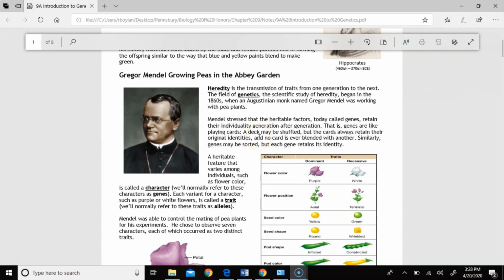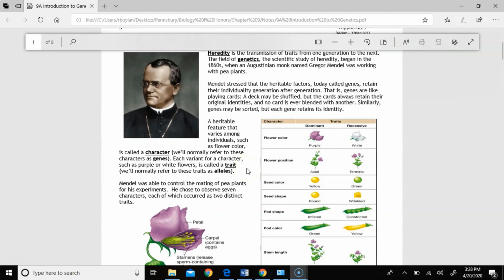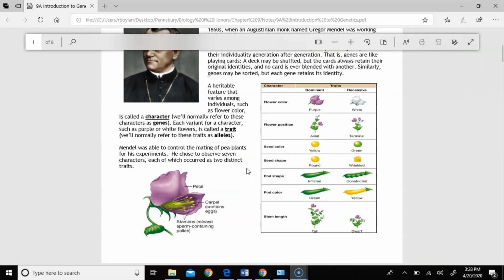But think about it. The cards don't change. Now your hand could change depending on what cards you got, but the cards themselves are the same. You can sort them differently and you can give them out in different patterns, but the cards are the cards. So in your textbook, they talk about heritable features varying among organisms, such as flower color in this case.